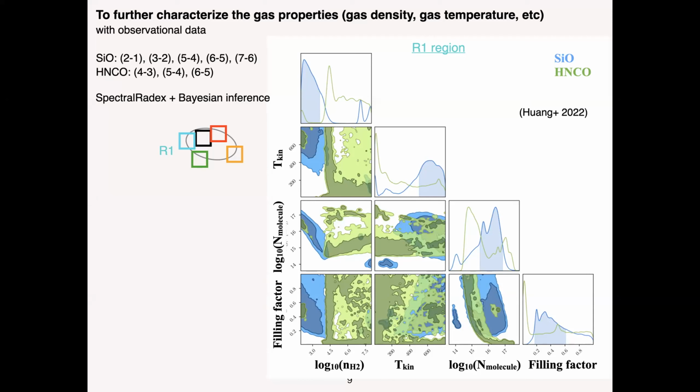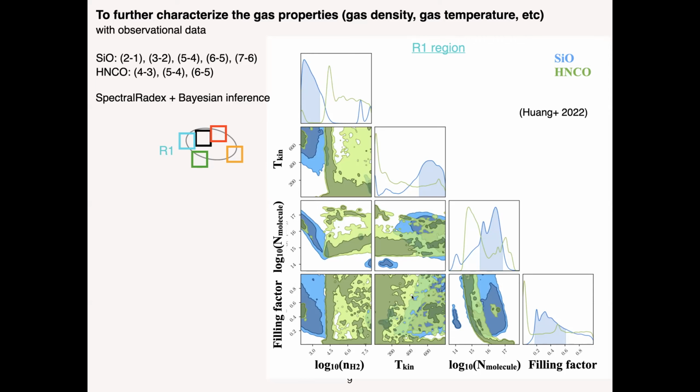We have gas density, first column. We have gas temperature, second column. We also allow the column density of individual species to be a free parameter. And finally, the beam filling factor, because we just assume we don't know a thing about how extended the source is.